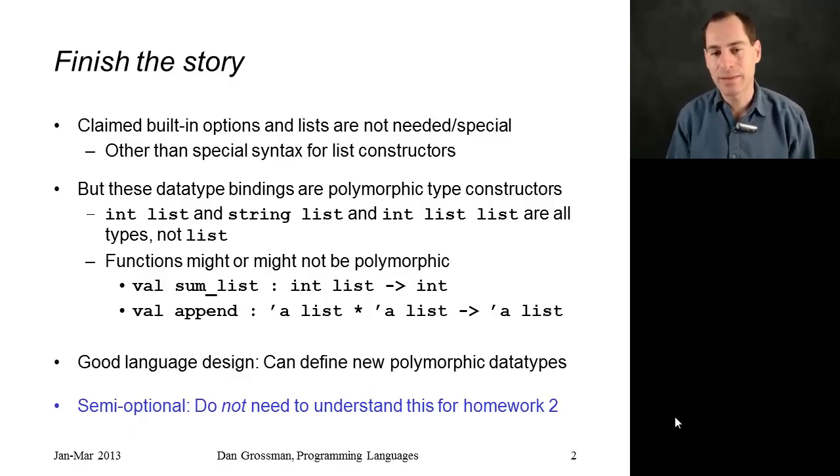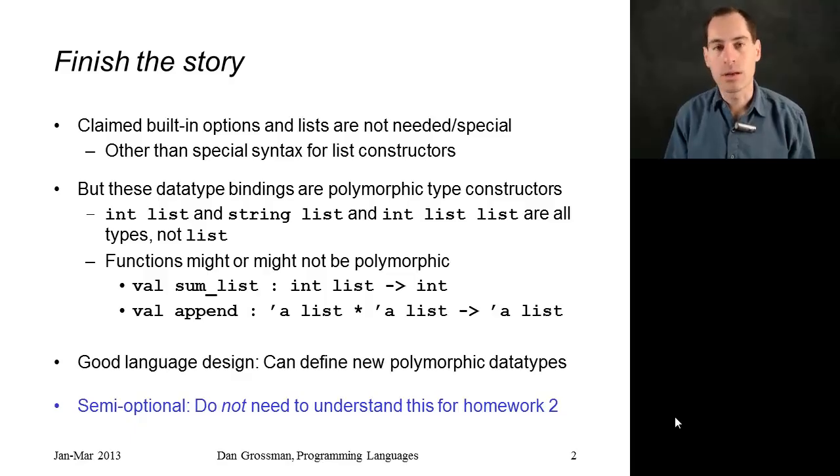But that's not exactly true compared to the data type bindings I've shown you so far, because lists and options are things that take type parameters. So list is not a type, it's int list that is a type, or string list, or even int list list, which is lists whose elements are lists whose elements are ints. So list and option are not types, they're type constructors, they're something that take type parameters to produce types.